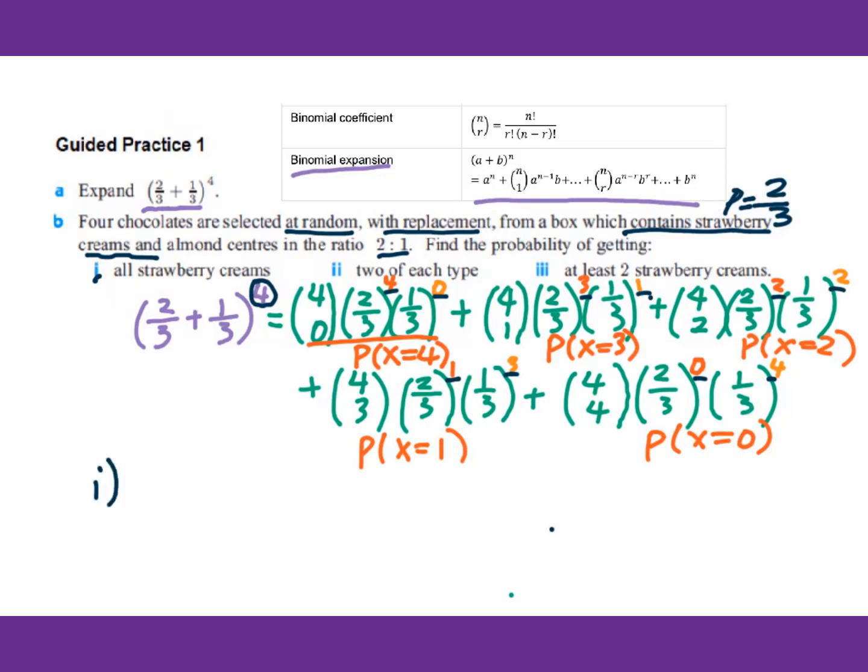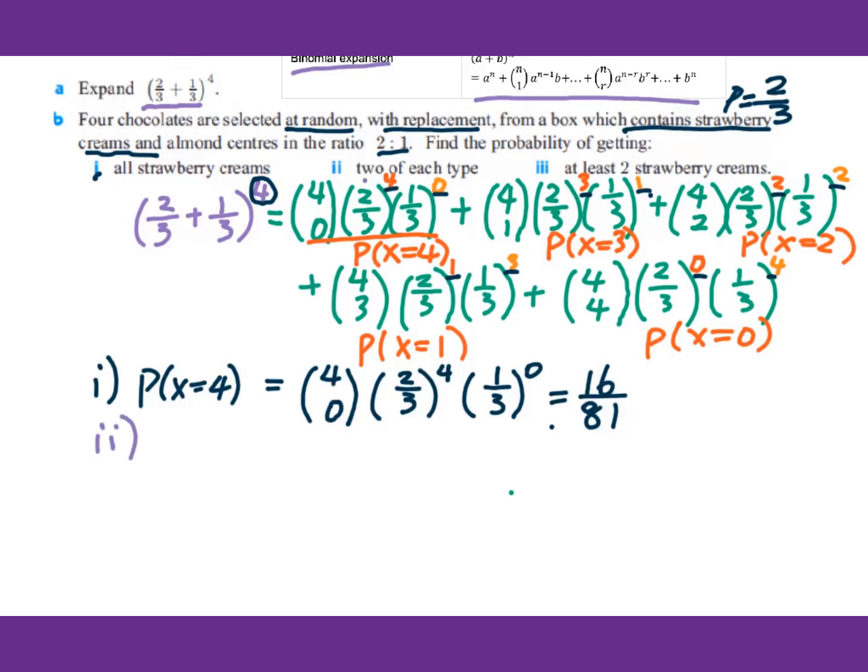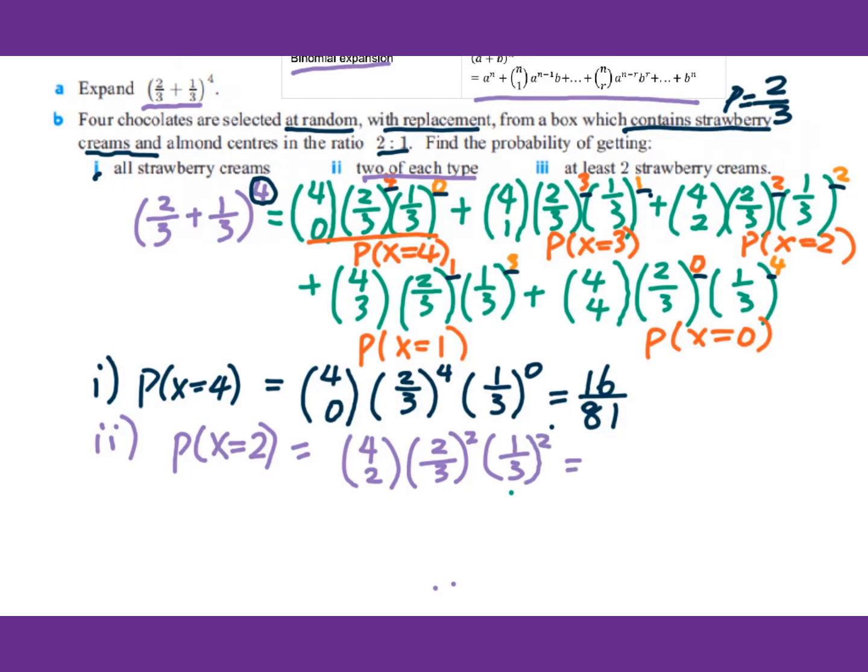Therefore, for all strawberry creams, you will get 4 choose 4 times 2 over 3 to the fourth power times 1 over 3 to the 0 power. You will get the answer 16 over 81. For the second question, 2 of each type, which means we're looking for probability X equals 2. So we get 4 choose 2, 2 over 3 squared, 1 over 3 squared equals 8 over 27.